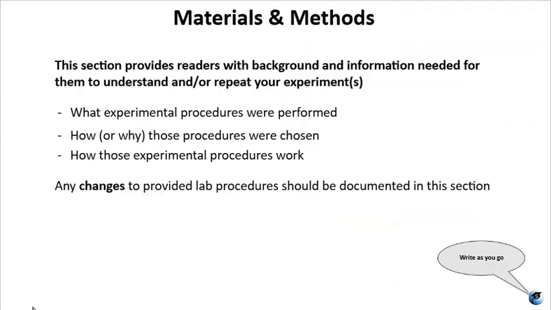The materials and methods section is where you explain exactly how your experiments were carried out. The goal is to give your reader enough background and detail so that they can understand what you did and, if needed, actually repeat your experiments. In this section, you describe what experimental procedures were performed, how and why those procedures were chosen over other options, how those procedures work, and what kind of information they provide.